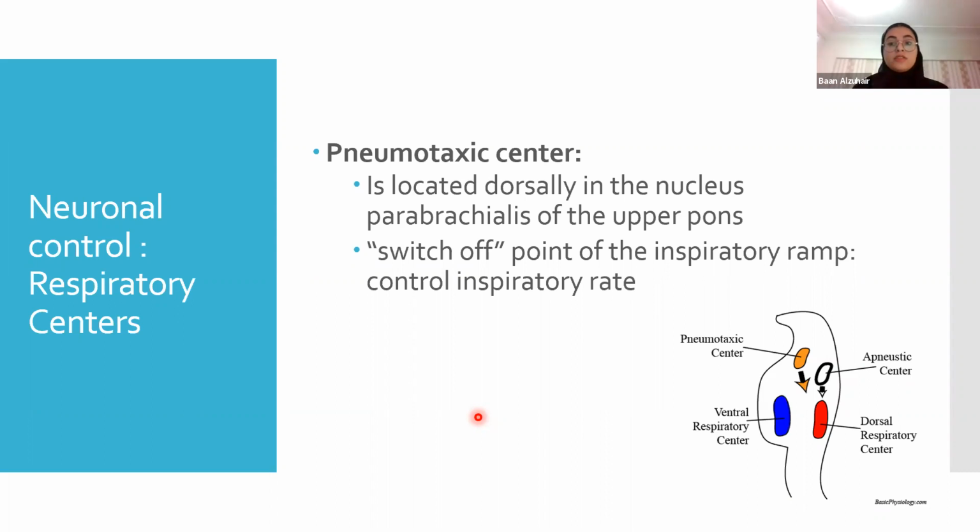And when it sends strong signals, as we just said, your breathing rate will be 30 to 40 per minute, which is also not normal. That's a lot per minute. So we're done with the pneumotaxic center.